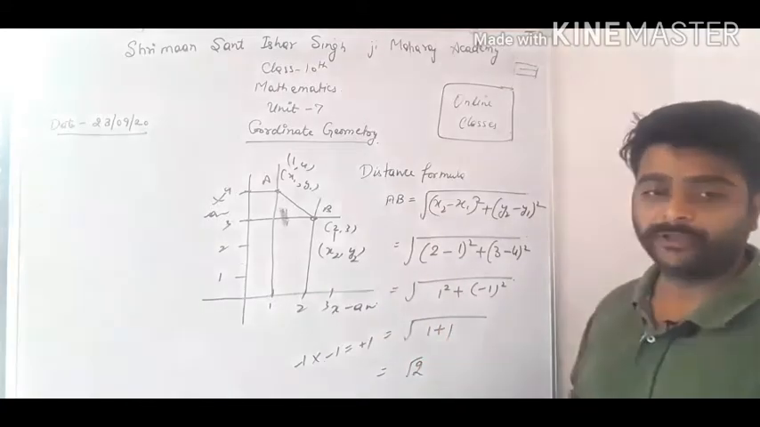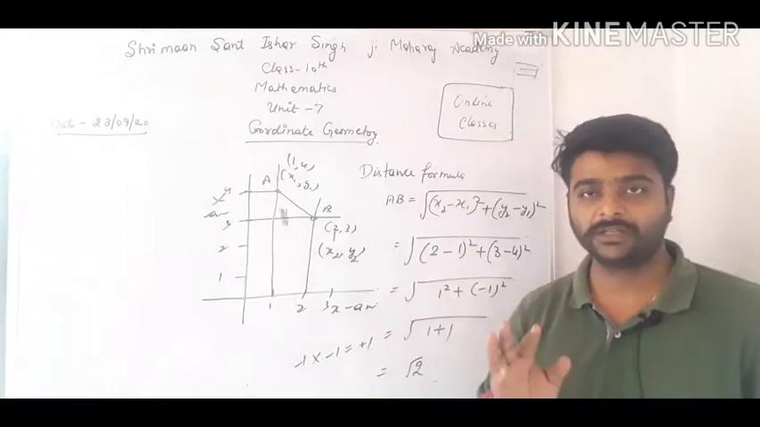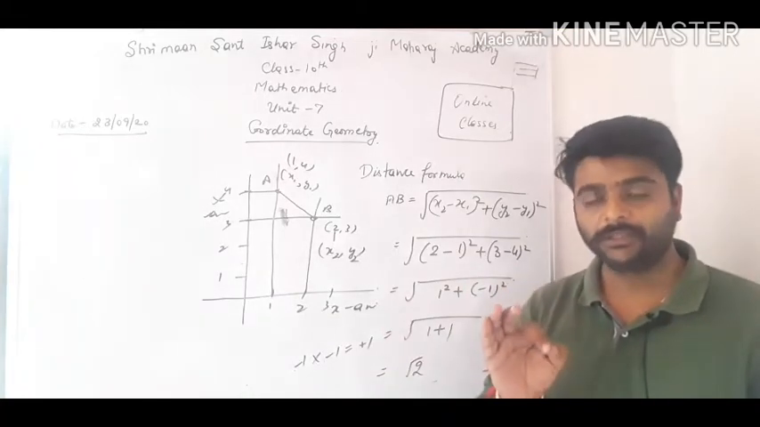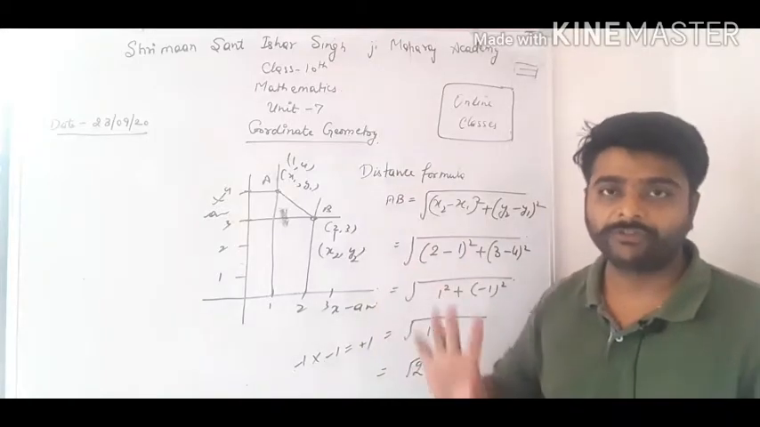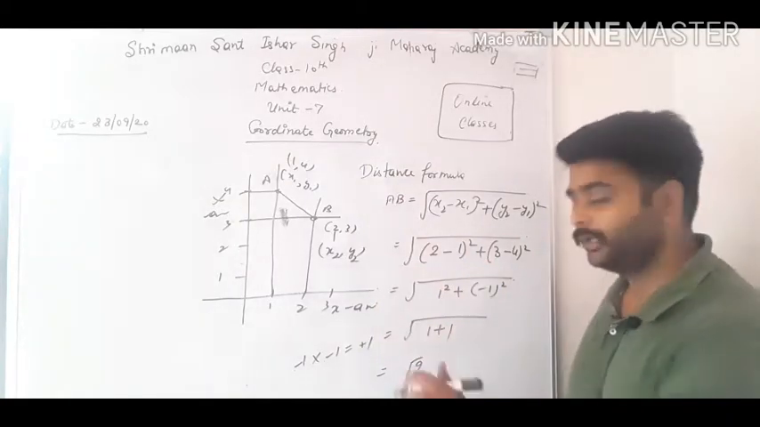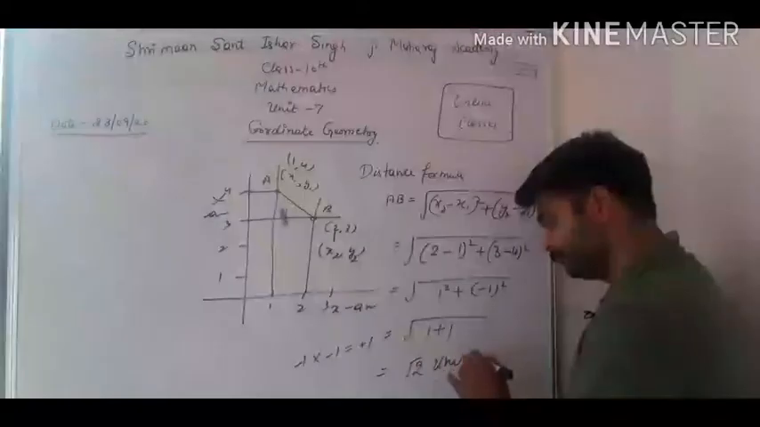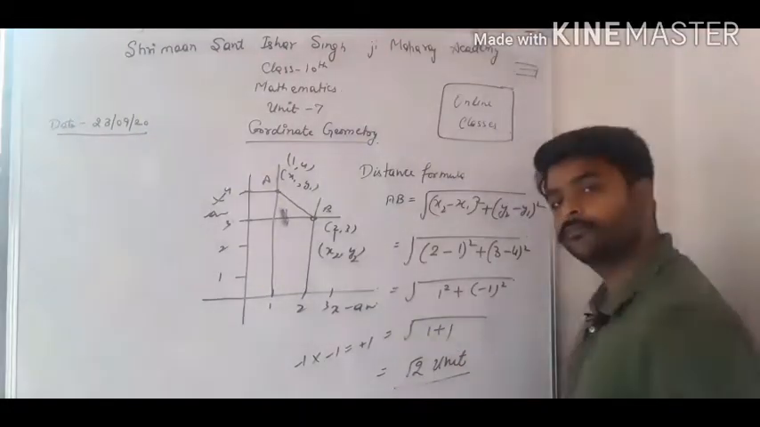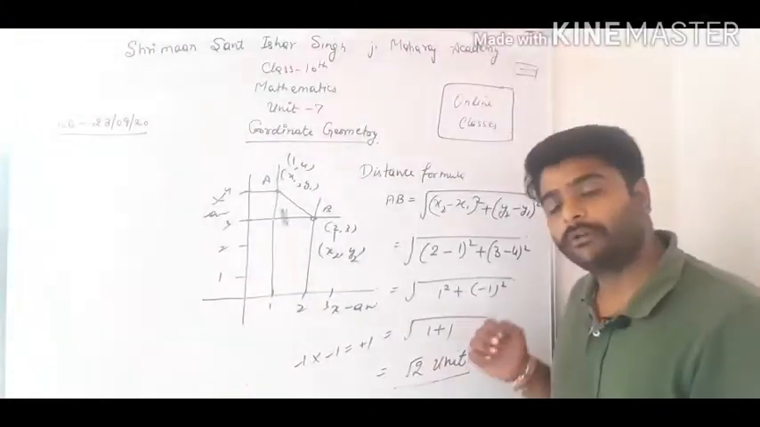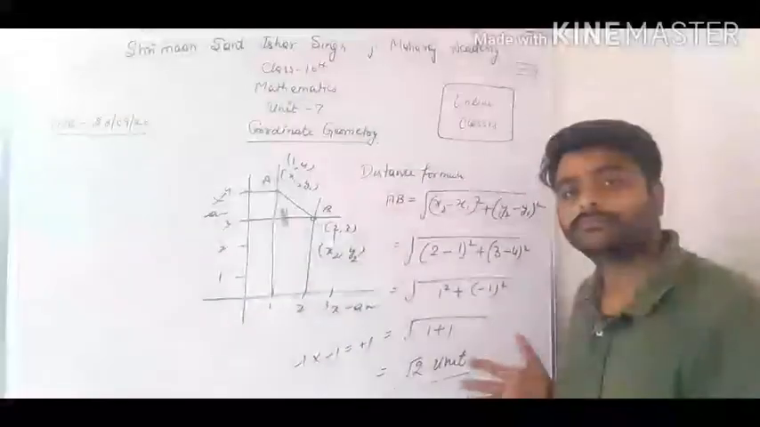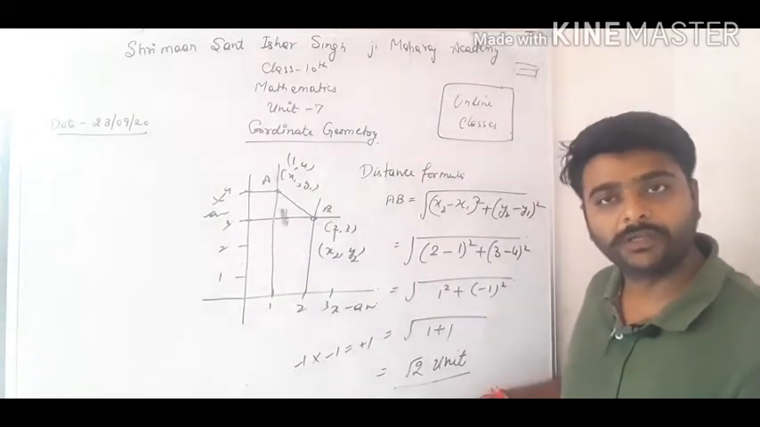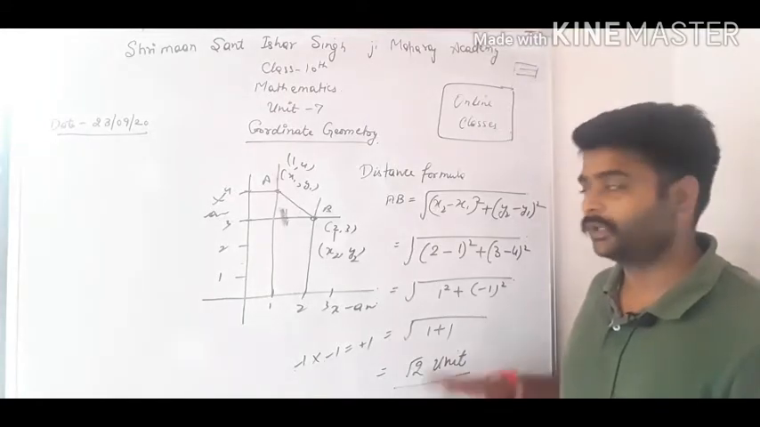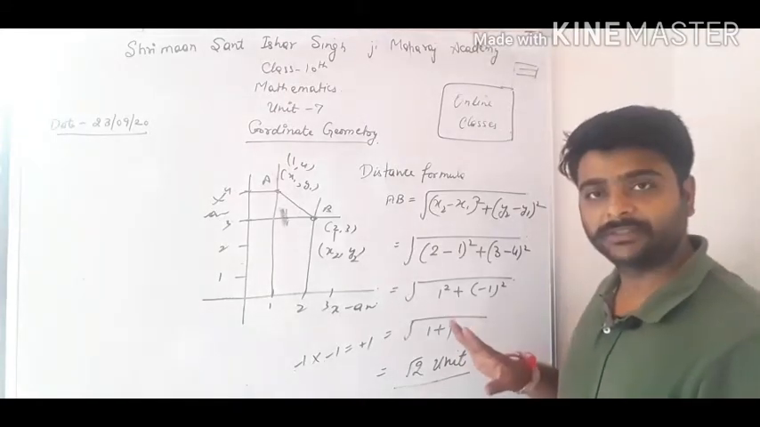Now class, as you know, distance is always measured in centimeter, meter or kilometer. In this question nothing is given about which unit to use, so simply write here "unit". When nothing is given, I will write it as a unit, and nothing else needs to be written, okay? This is all about the distance formula. Is that clear class?